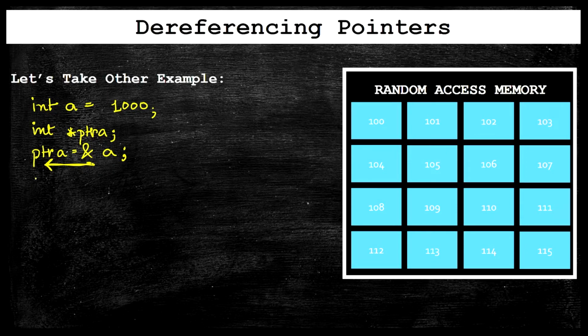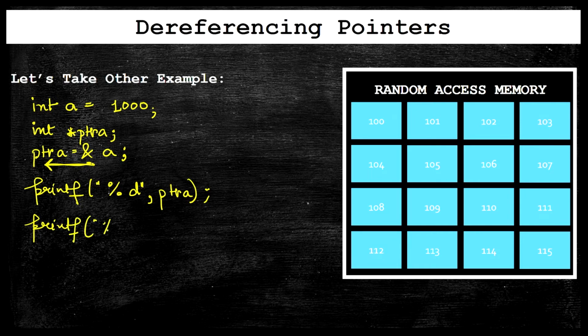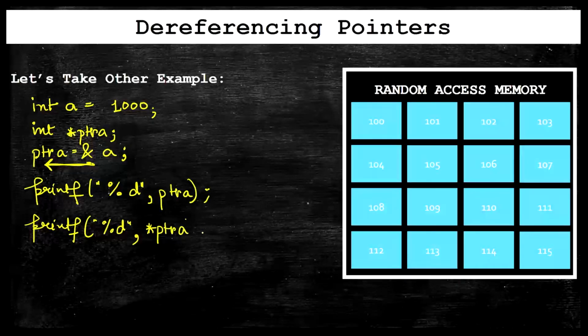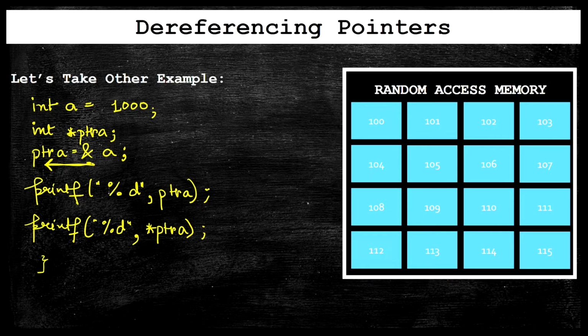Okay. Now let's write two printf lines. printf %d over here, comma, then we are writing ptr_a. And over here we are writing printf %d, and over here we are writing *ptr_a, and then the program ends. Okay, so we are expected to get two outputs, right?